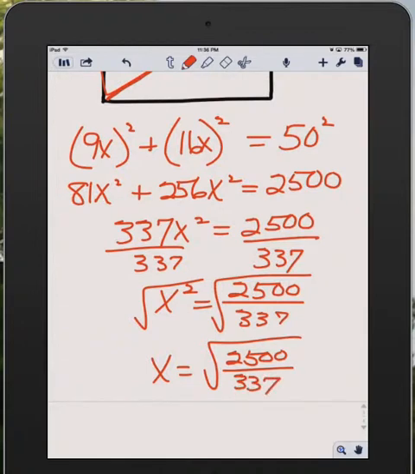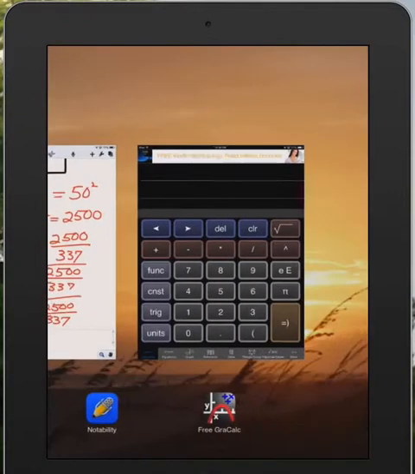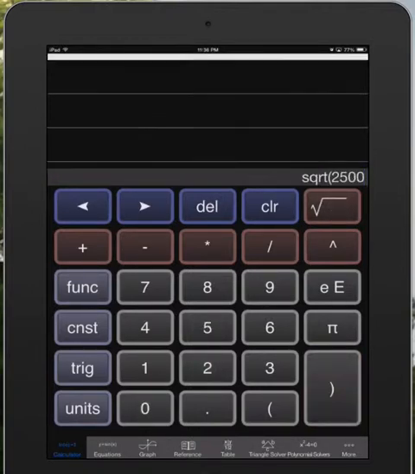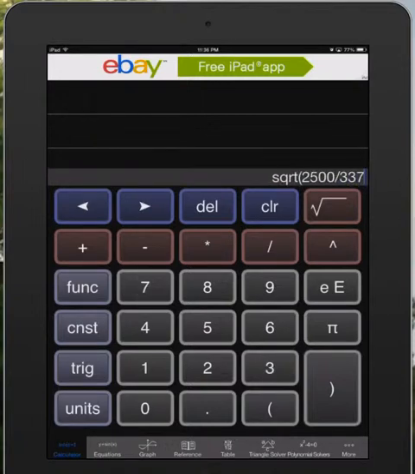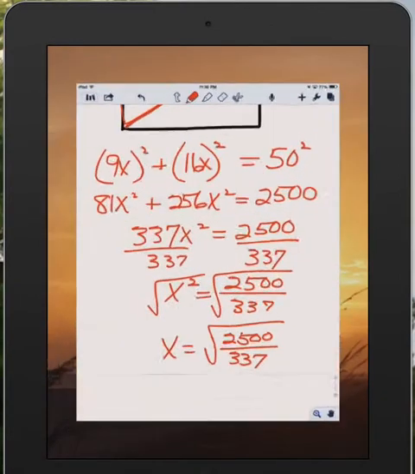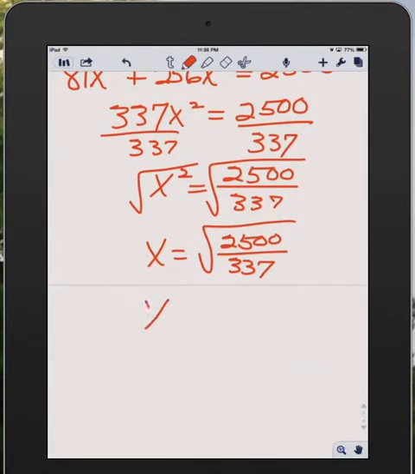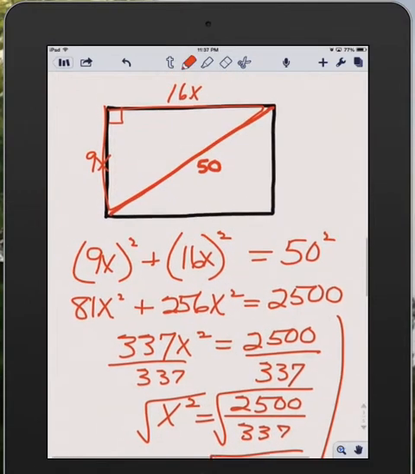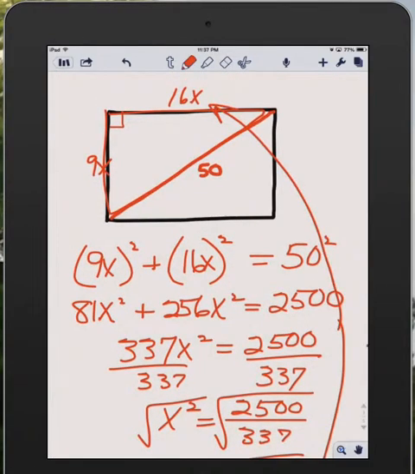So we'll get an approximation for that by using a calculator. The square root of 2,500 over 337 equals approximately 2.72. So going back to our problem, we have x is approximately equal to 2.72. But that's not the answer to the question. We have to plug 2.72 back into the original diagram. We're only looking for the length of the longer side, so therefore we have 16 times that answer.